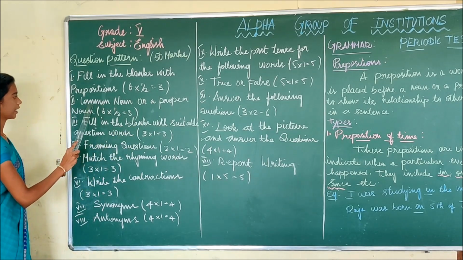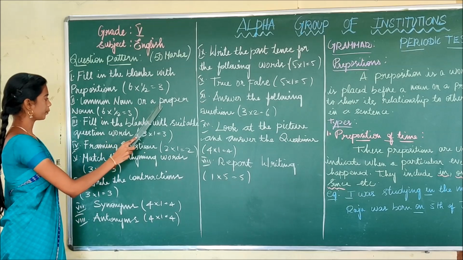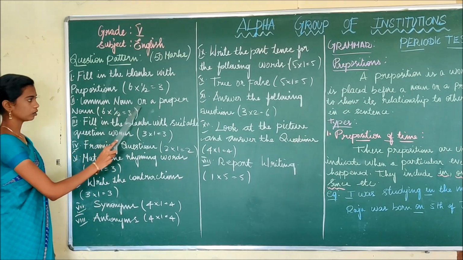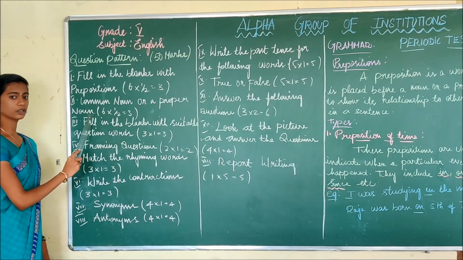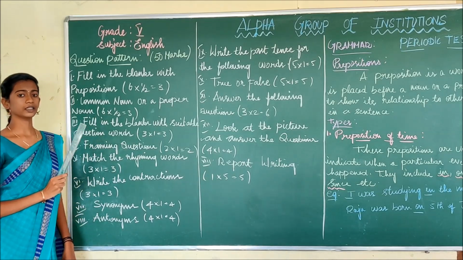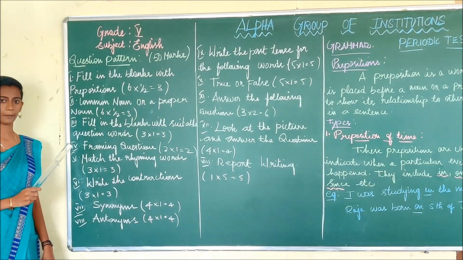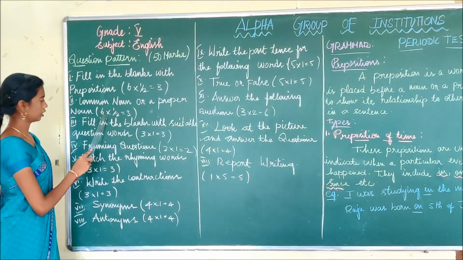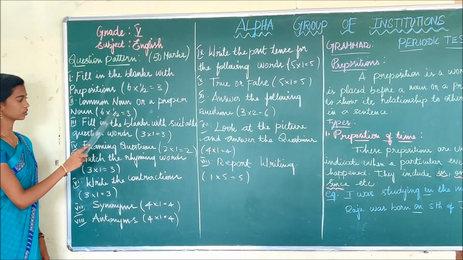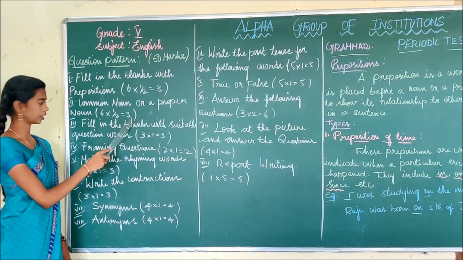Okay? Second one. Common noun or a proper noun. You will be given a sentence and you have to underline whether the noun is common or proper noun. Okay? So you will be given 6 questions. Each question carries half marks and totally 3 marks.